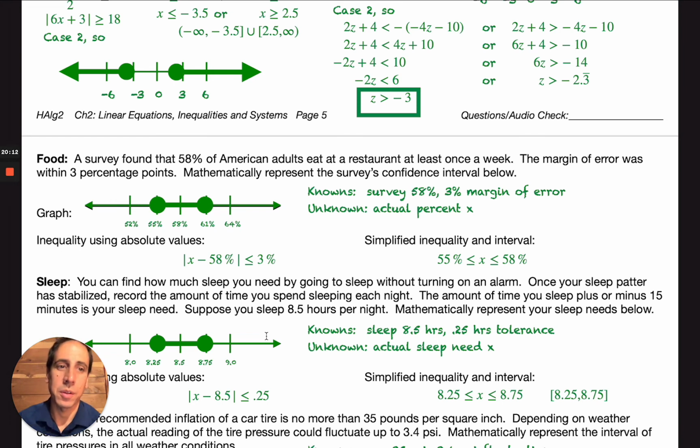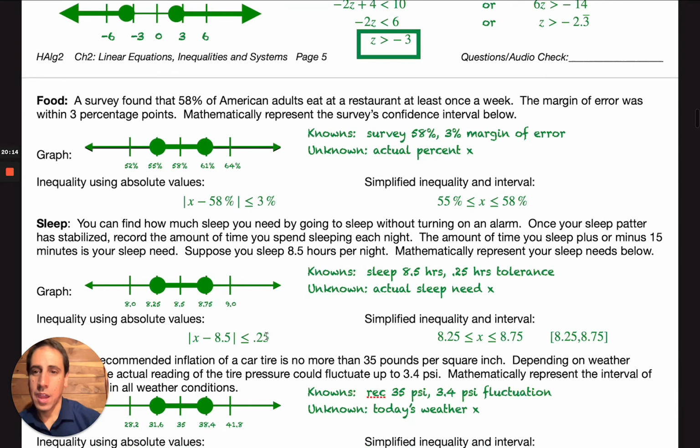Mathematically represent your sleep needs below. Same idea. 8.5 is in the middle. And start with knowns and unknowns. What do we know? You know that you actually slept 8.5 hours, and we have a tolerance of 0.25 hours. It could be off by 15 minutes, which is a quarter of an hour, 0.25 hours. So plus or minus, the data point that we have is 8.5, and you could be off by 15 minutes either way.